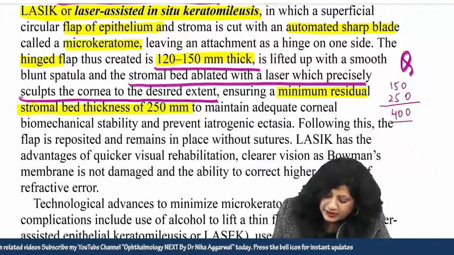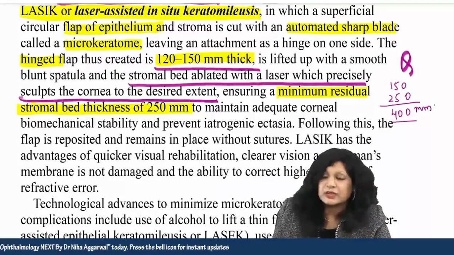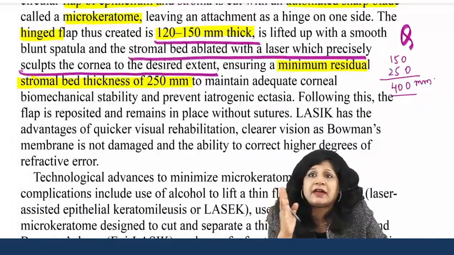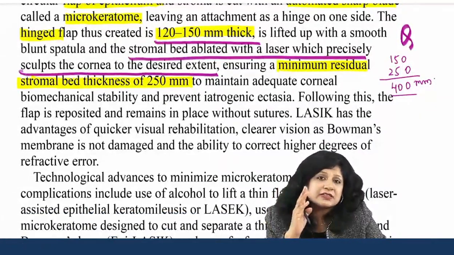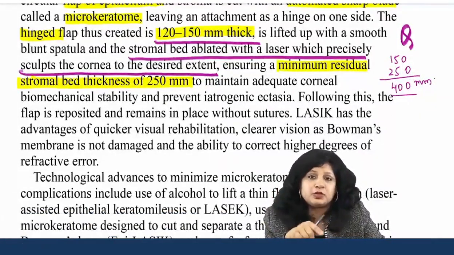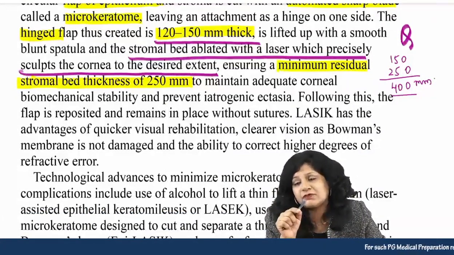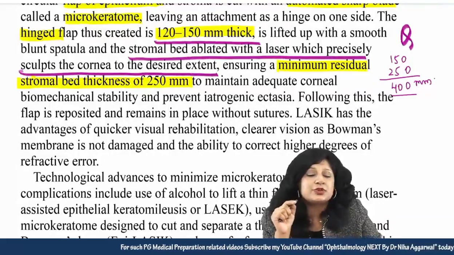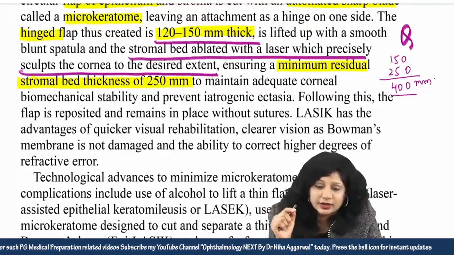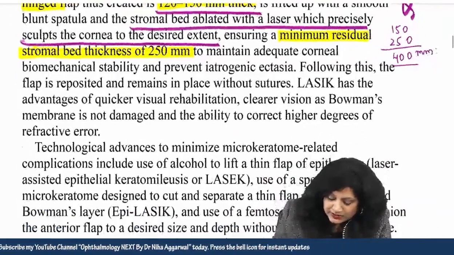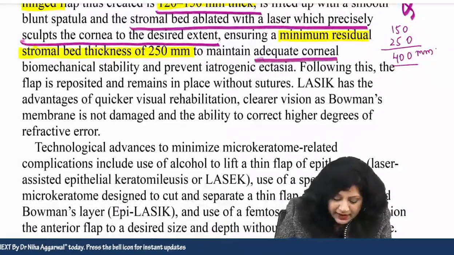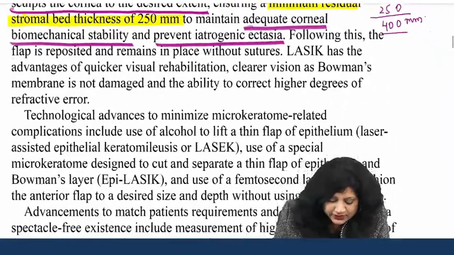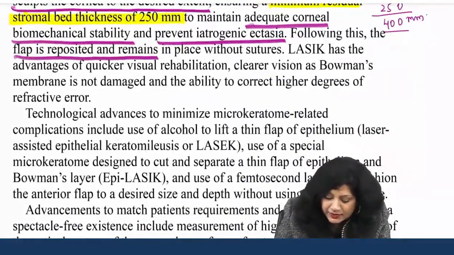So that gives you a clue that we require a minimum thickness of the cornea, and if the thickness of the cornea is even less than this 400 microns, then it will become very, very difficult and risky to do this surgery, because that can lead to the corneal perforation. To maintain the adequate corneal biomechanical stability and prevent the iatrogenic ectasia. Following this, the flap is repositioned and remains in place without the sutures.